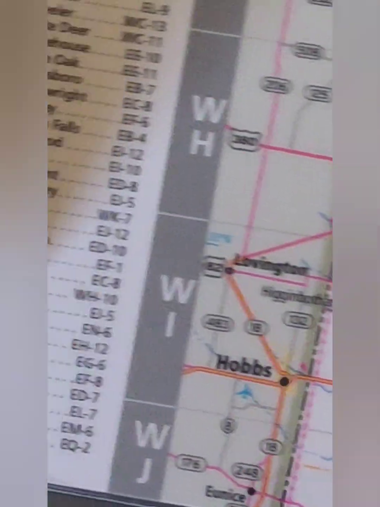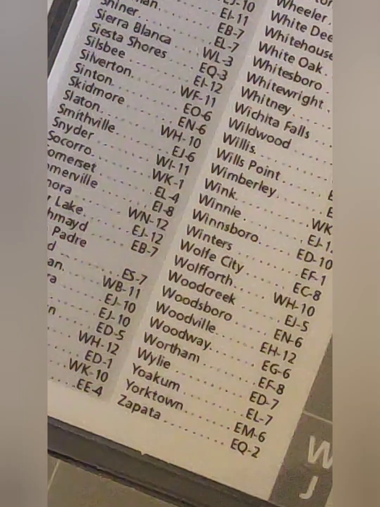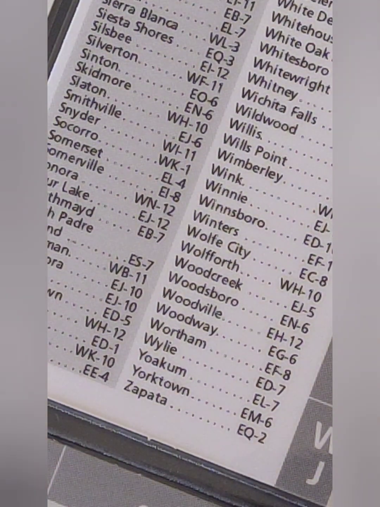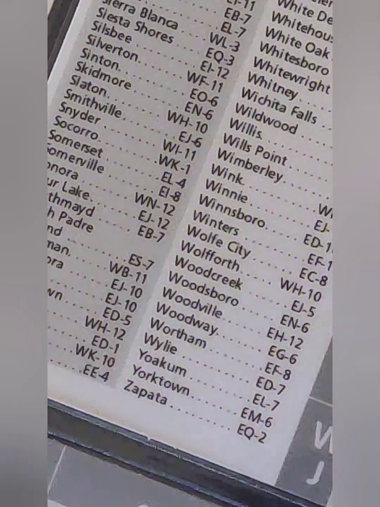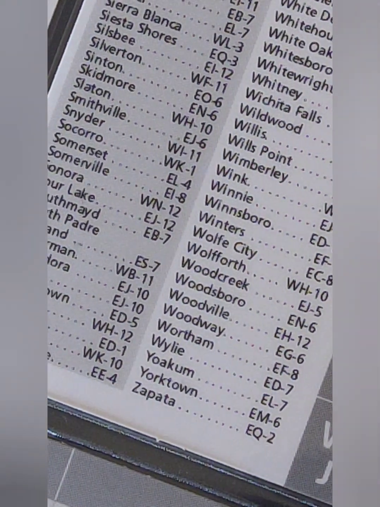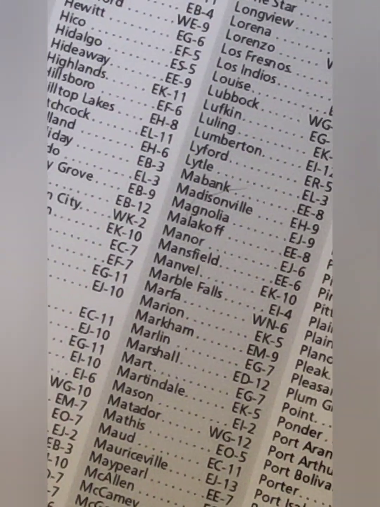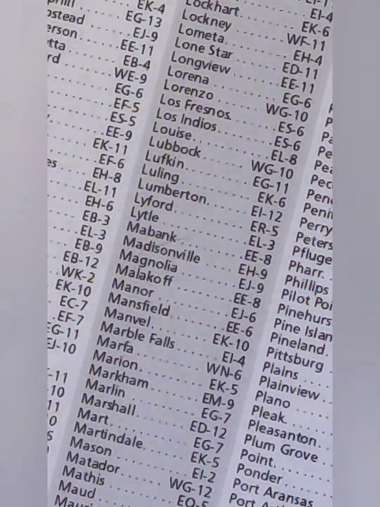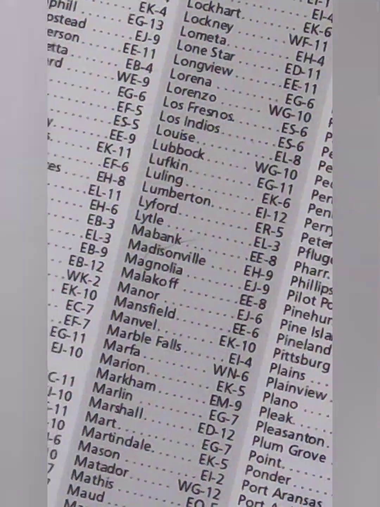A lot of maps will have this city guide here, so that way you're able to actually find out where the city is at on the map. And that's important. Say you are traveling from El Paso to Lubbock. Well, if you're not sure where Lubbock is on the map, you can always just come up into here and you can go, okay, Lubbock is in WG10. You can look at your map and you can identify exactly where it is on the map.